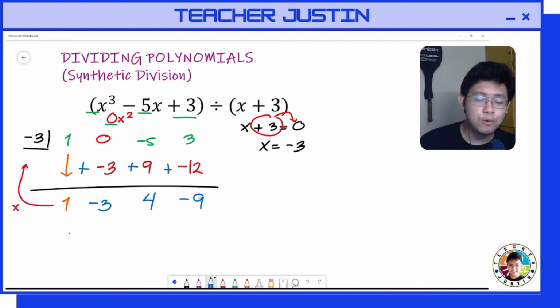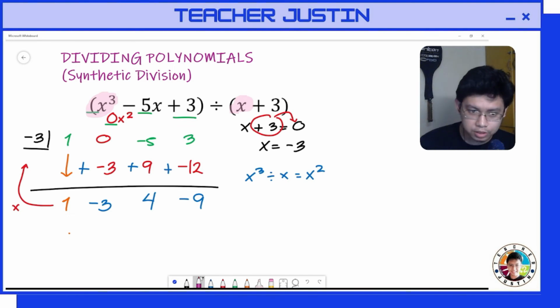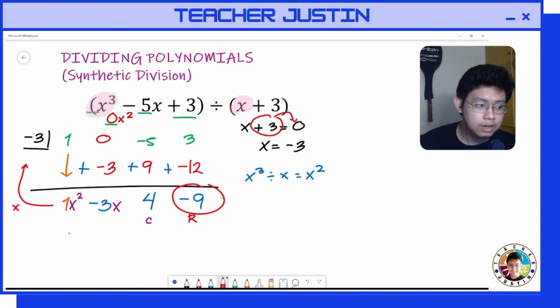Let's identify what will be our leading term. Since we divided x cubed and x, their quotient will be x raised to 3 divided by x. So our leading term will be x squared. So we will start with x squared, followed by x, followed by a constant, and our last term, negative 9, will serve as our remainder. So negative 9 will be our remainder.